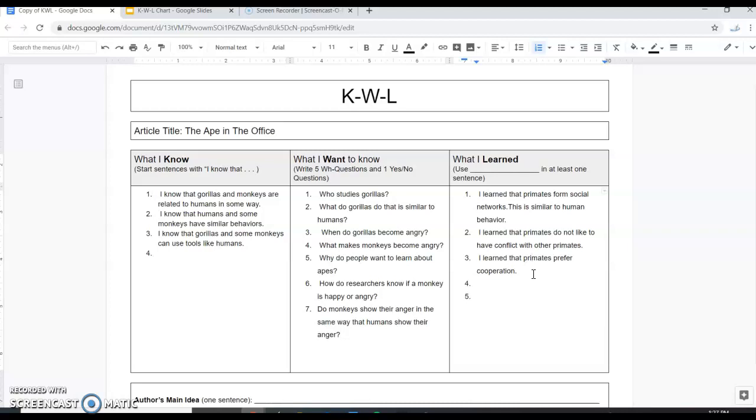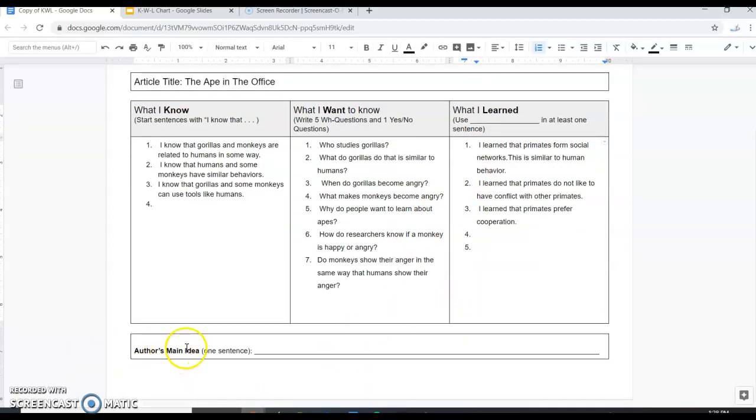One thing that you have to make sure that you remember is that all the information that you write in this what I learned column should be from the reading, but it should be in your own words. In other words, I don't want you to copy sentences from the article. You can copy ideas, but you need to write those ideas in your own words, using English, obviously. And after you've finished what I learned in this column, you can move on to the very last thing, which is the author's main idea, which you write in 1 sentence.